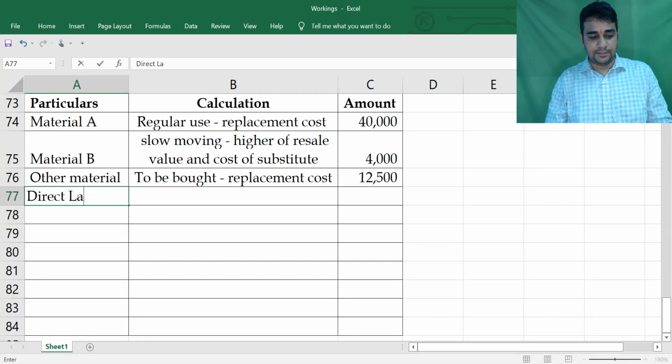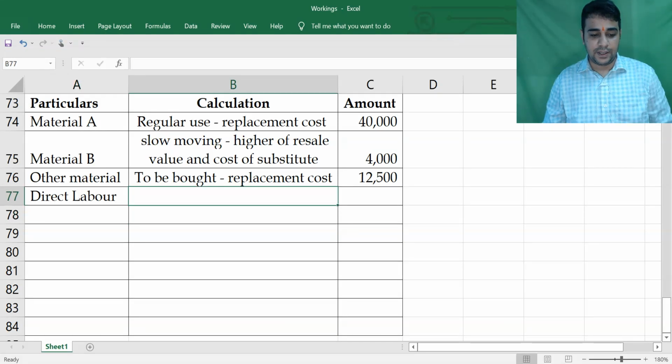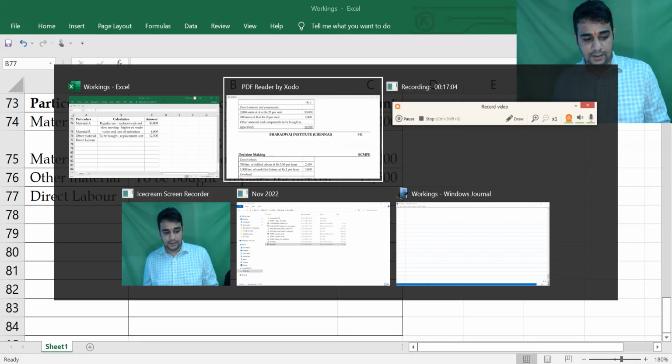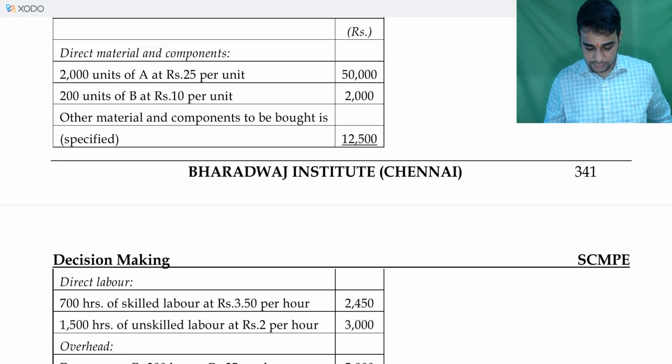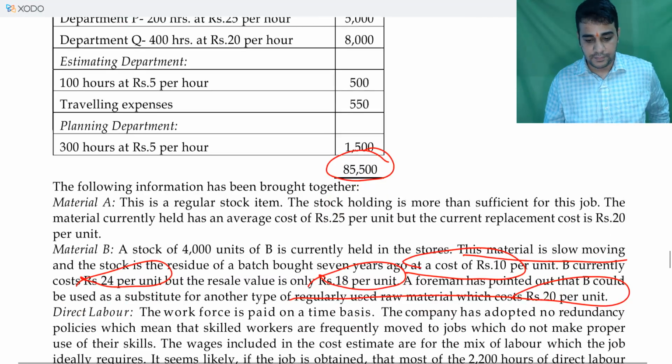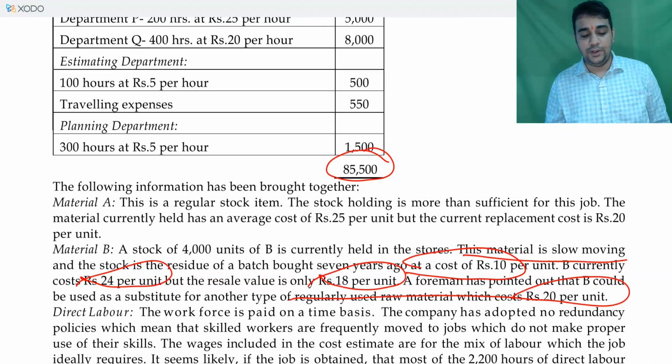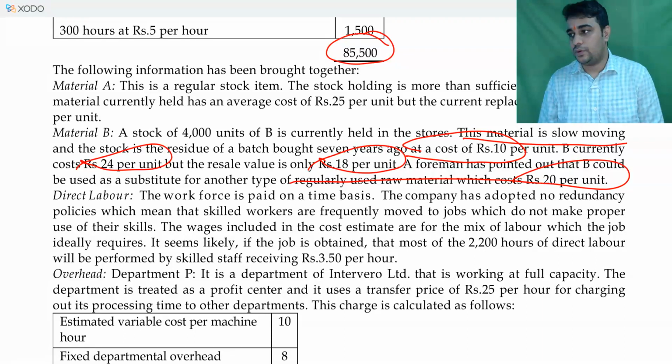Direct labor, read that extra note and let me know. There is some extra note which explains what needs to be done. There is an extra note which will tell you which scenario the labor fit in and what is the relevant cost.